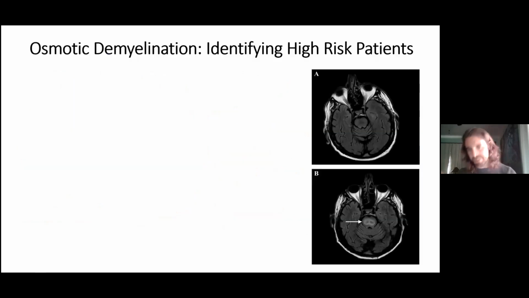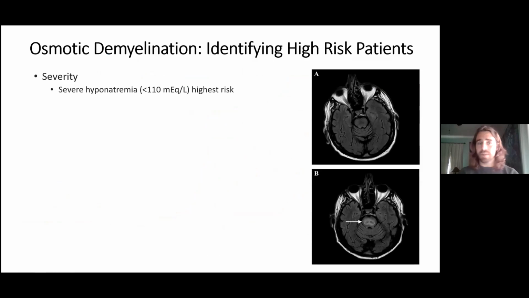And so here are some MRI images. And again, this can be a devastating neurological outcome for patients. So this is why we really worry about it. This is why we care about it. And so in identifying high risk patients, the first thing is severity. In particular, if your hyponatremia is below 110 on admission, that is a very high risk patient for this to happen.